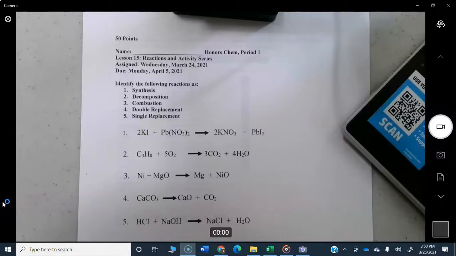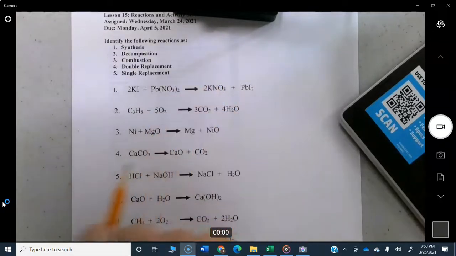All right, Honors Chem, this is your assignment for Lesson 15. It's a short one, and I hope maybe you can get through this before we leave on break. So let me go ahead and just run through a few of these. I'm just asking you to identify reactions.